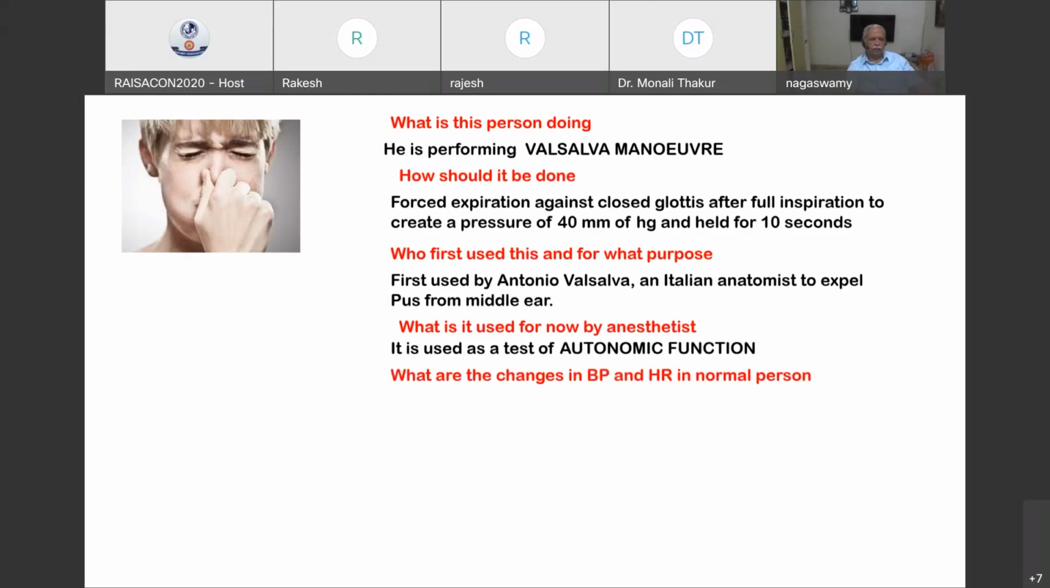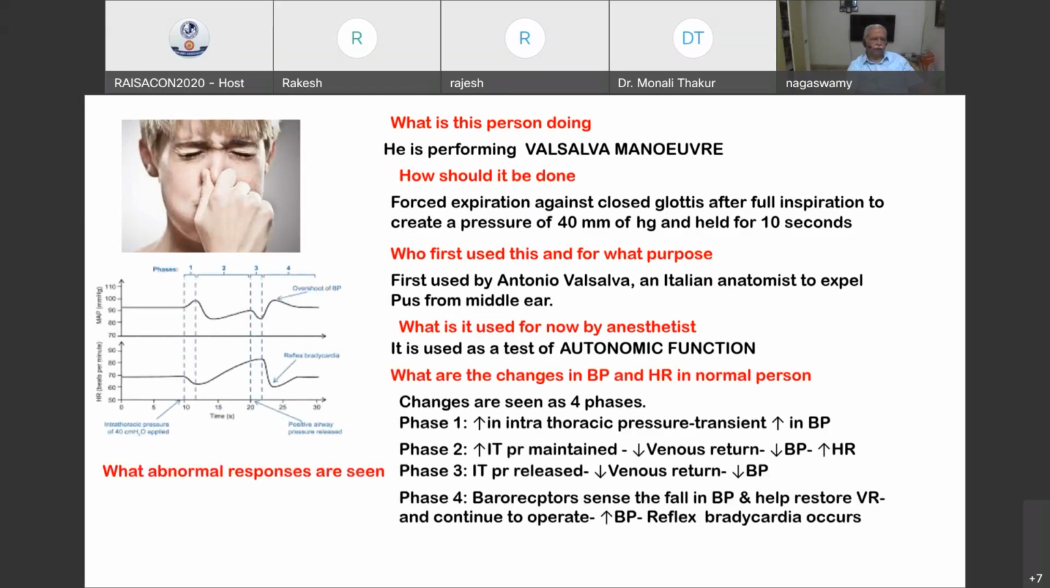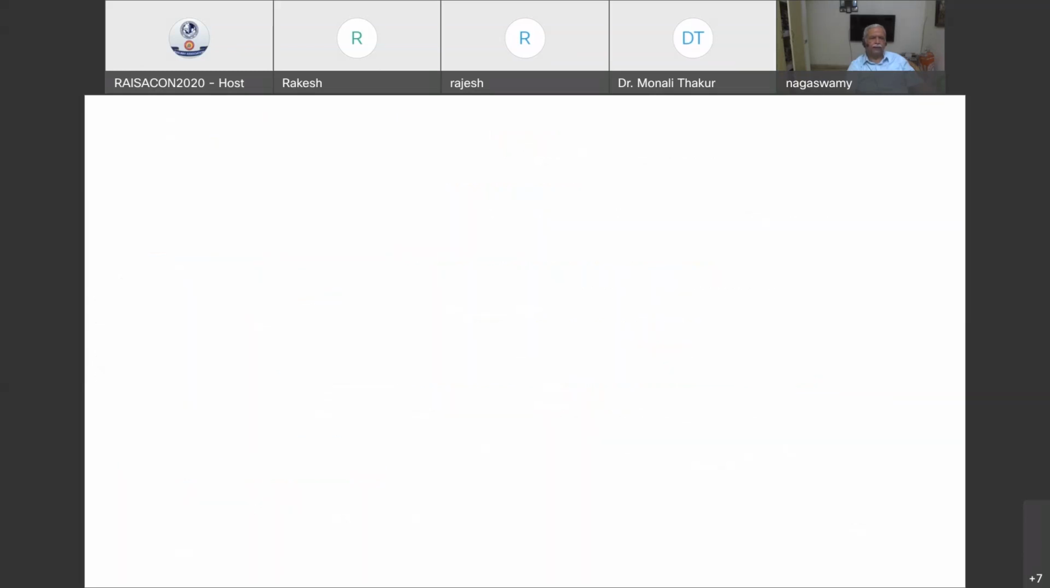What are the changes in BP and heart rate that will happen in a normal person? There are 4 phases. All of that you can read up. What is the abnormal response? You will have a square wave form seen in congestive heart failure, and a constrictive pattern instead of the normal wave. In autonomic neuropathy, no increase in BP will happen, no change in pulse rate, and no overshoot will happen. So that is how you can find out. And patients on ventilator or with hypovolemia will have an exaggerated drop in BP instead of an increase in BP.